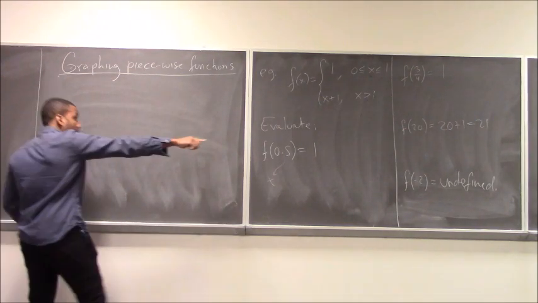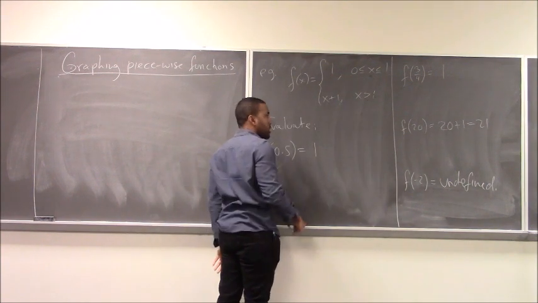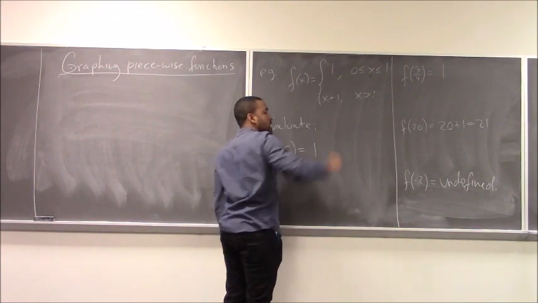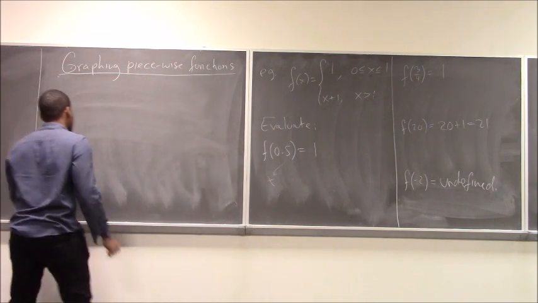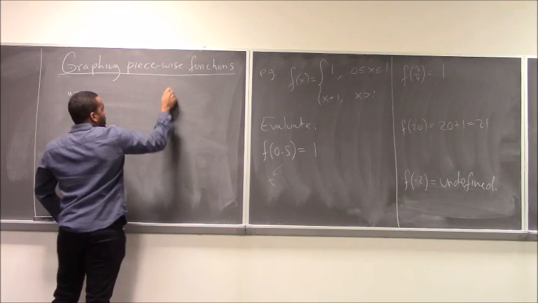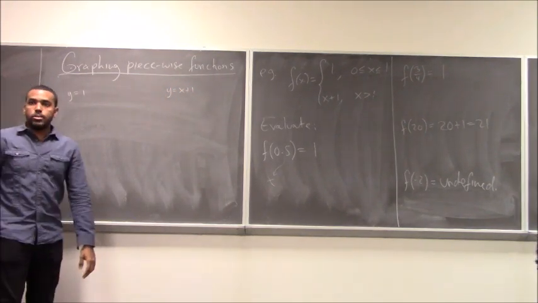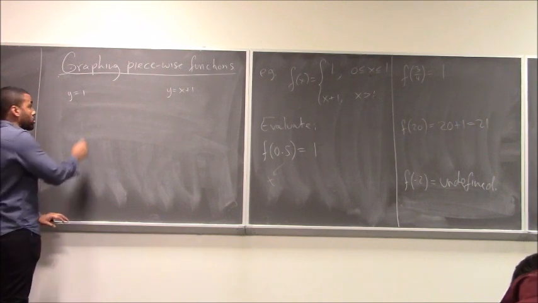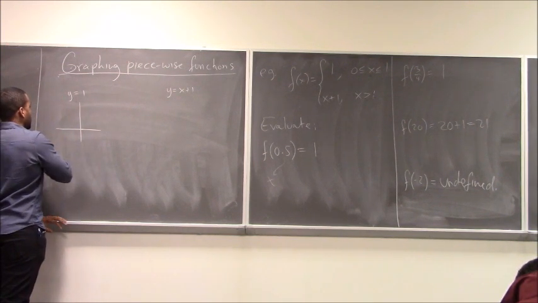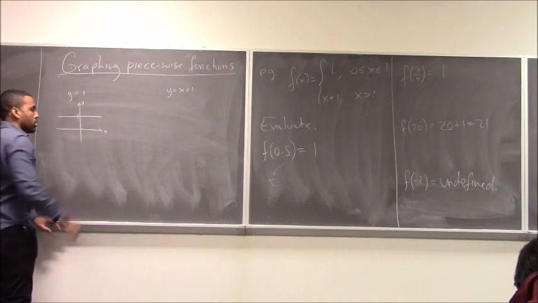So for example, to be able to draw this function, I need to first be able to draw y equals 1. I also need to be able to draw y equals x plus 1. And then I'll put these together. What does y equals 1 look like? Yeah, a horizontal line at 1, passing through 1. So that's what that guy looks like.